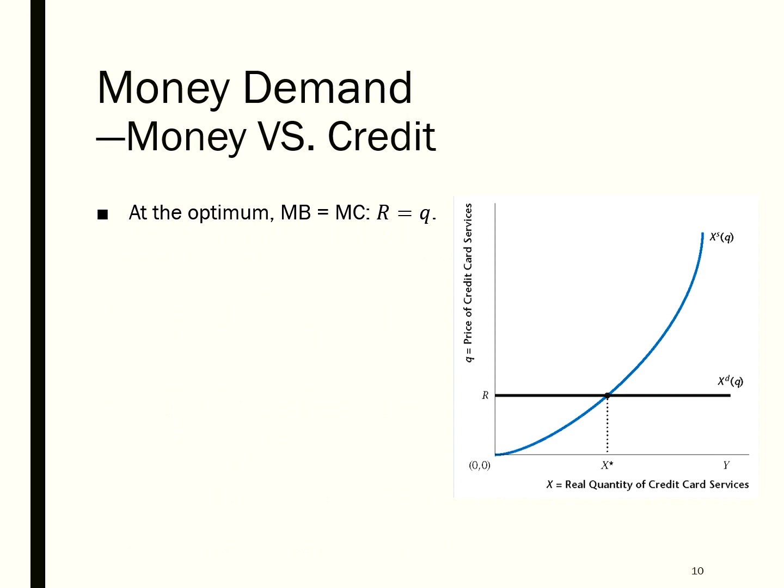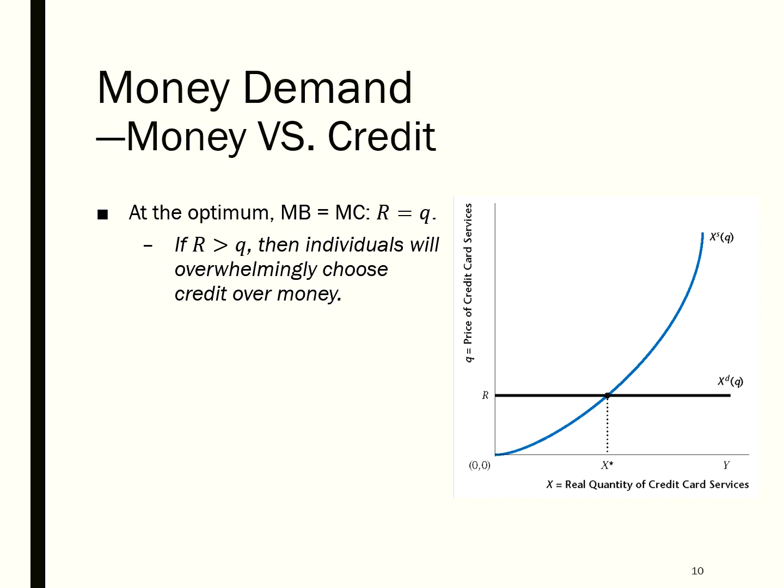It is actually a general principle in economics when you optimize. The marginal benefit has to be equal to marginal cost. In our case, the marginal benefit is the interest rate you could earn by using credit. And the marginal cost is Q, which is the price of each unit of credit you used. So R has to be equal to Q. If R is greater than Q, then individuals will overwhelmingly choose credit over money.